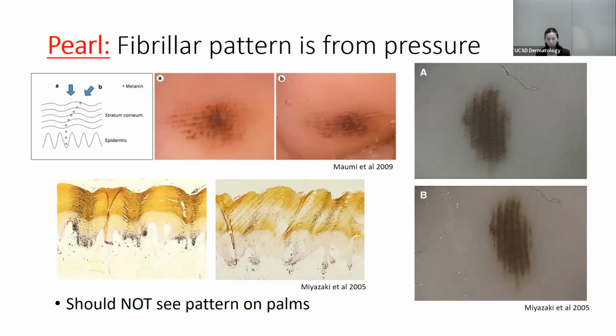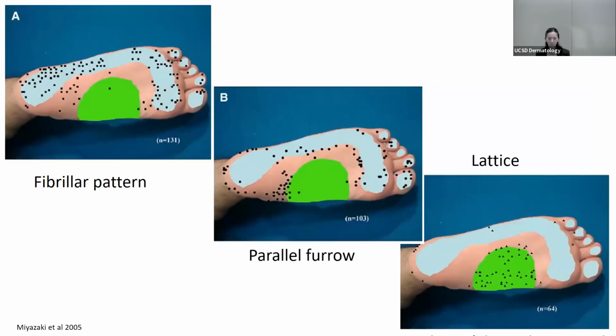So keep that in mind, that it's only going to be on the pressure areas of the foot, and then you really shouldn't see it anywhere on the palms unless someone's really doing a lot of manual work or really using their hands where there might be a ton of pressure on the palms, but you're never going to see fibrillar pattern on the palms.